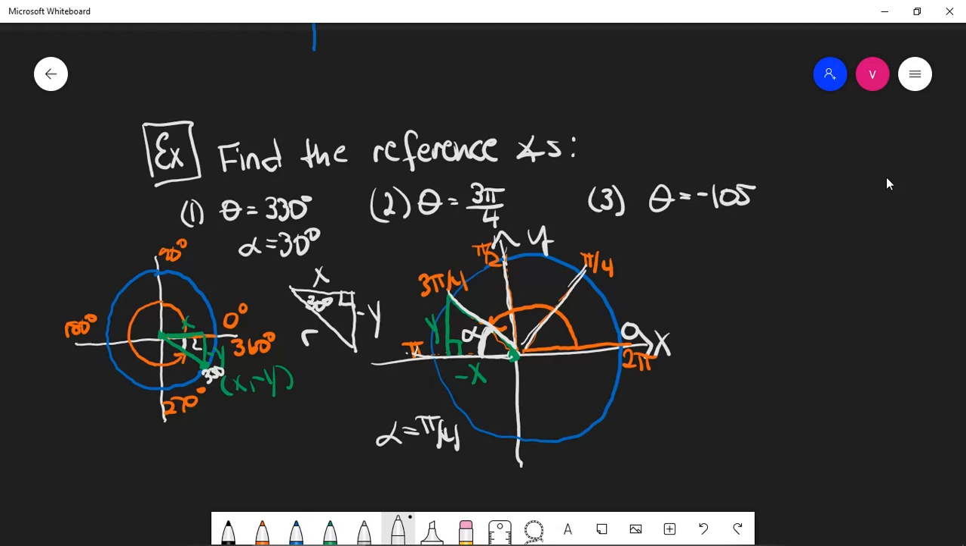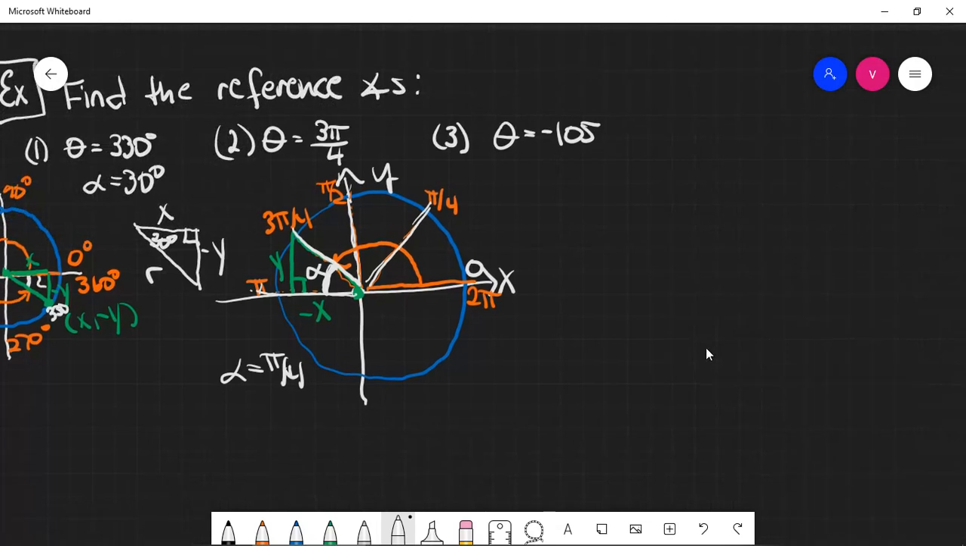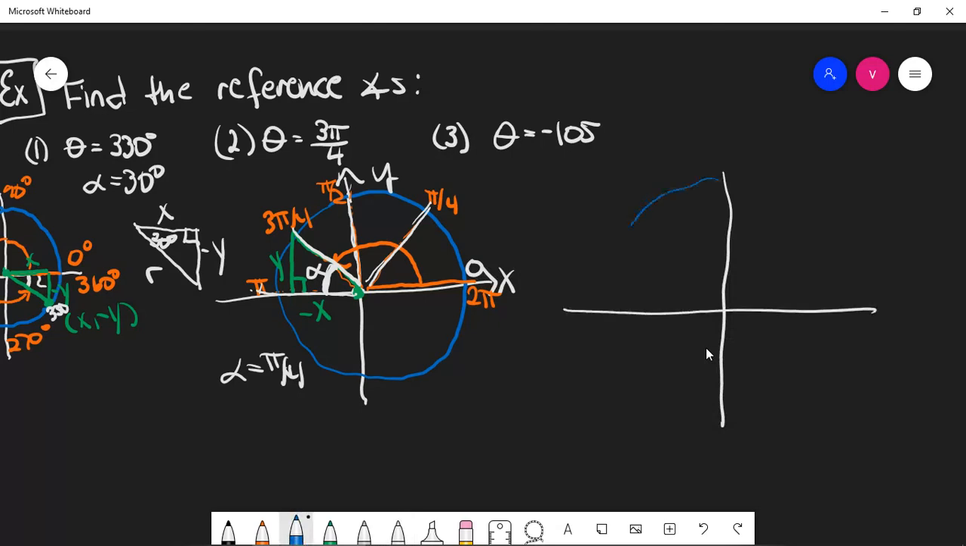Okay, so we've got one last one here. Let's move this over a little bit. Let's draw our circle again, my wobbly circle, sorry. Again, trying to draw it bigger. Here's your y, here's your x. So in this case, we have a negative 105, that's degrees, okay?